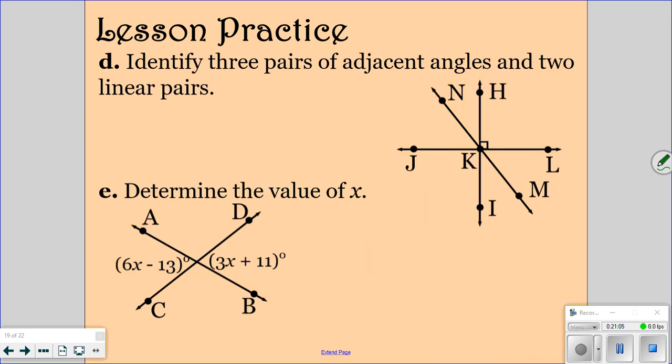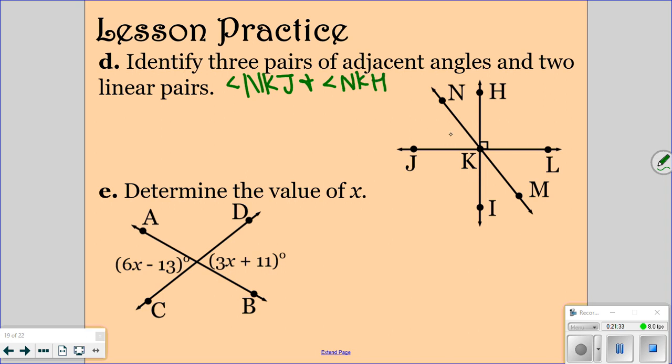Okay, let's look at these two. Again, y'all pause the video and try them by yourself. And then unpause the video and I'll go over them. So I'm just going to pick 3 pairs of adjacent angles and 2 linear pairs. You may have different ones, and that's fine. Y'all can go over them if you don't have what I have to make sure that you understand it.